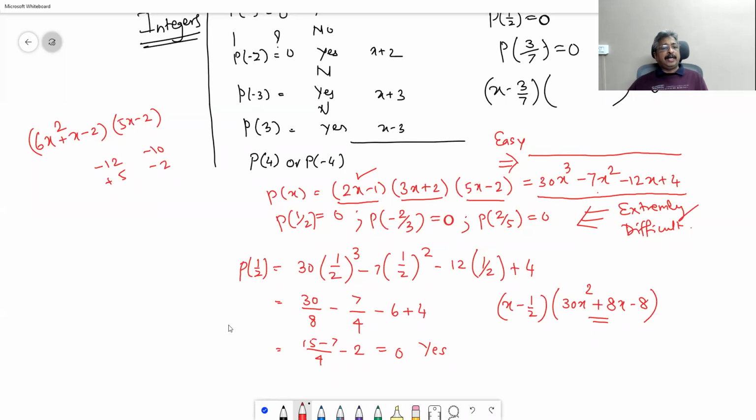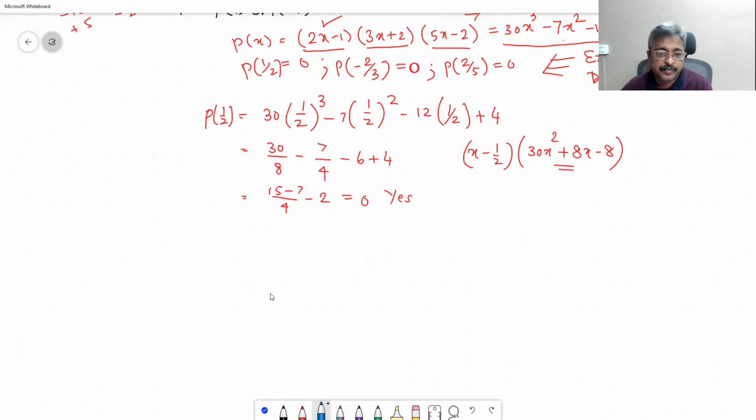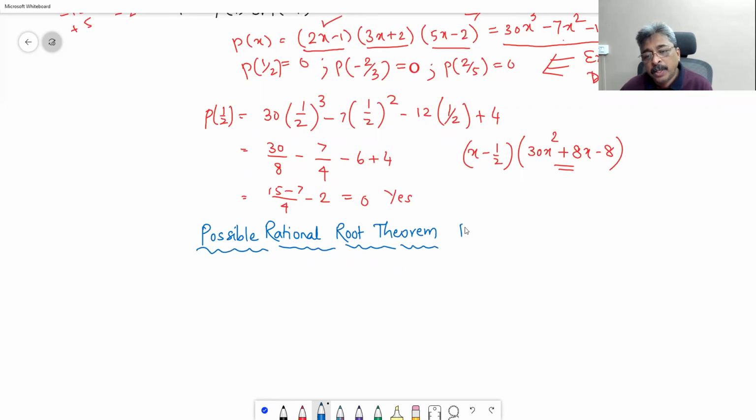So if you come to know that there is a rational factor, one way or the other, it is going to be a very, very good technique with you, which others will not have. And therefore, writing and solving the possible rational root theorem is extremely important. Possible rational root theorem. PRRT.